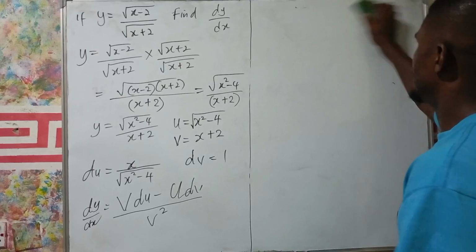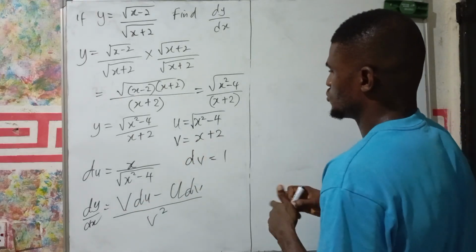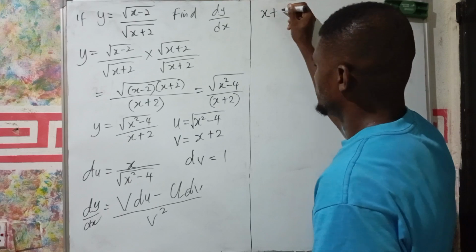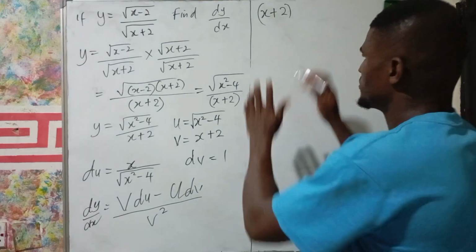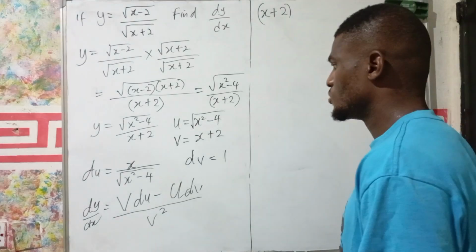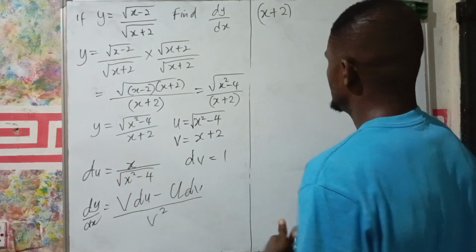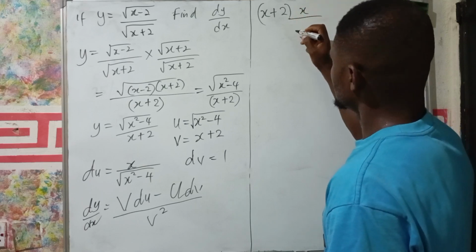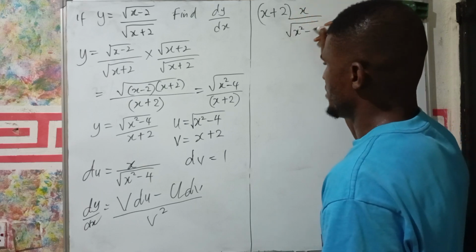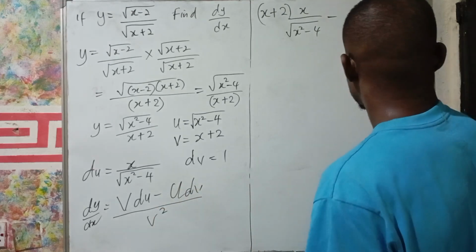Now let's apply that. Now what's our v? Our v is x plus 2, so I'll write that x plus 2. Du is two things, so I'm going to put them together since we are multiplying it with u. Du is this, which is x over the square root of x squared minus 4. Minus, we put the minus sign.